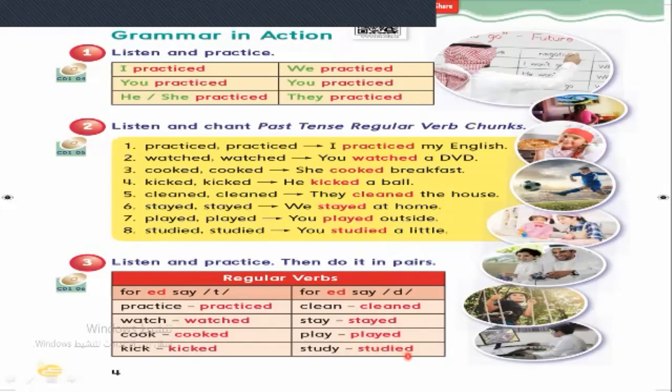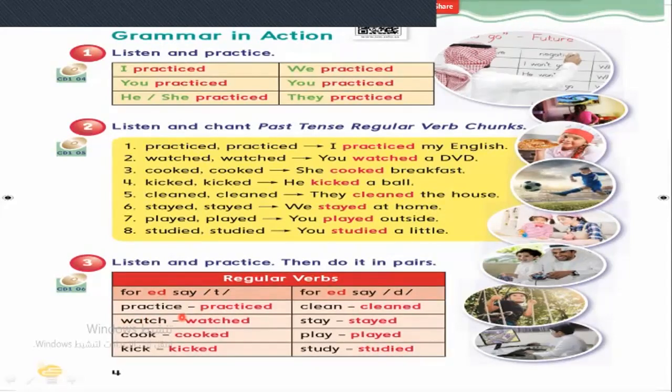Now, you try it in pairs. One partner says the verb, the other partner says the past tense form. Okay, now all of us say together. Practiced. Okay, practiced. So if we put the ed, it's going to be practiced. Okay, watch. If we put the ed, it's going to be watched.